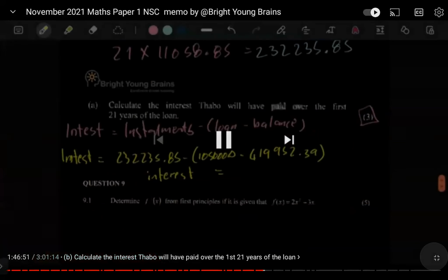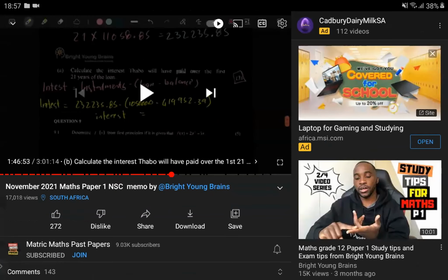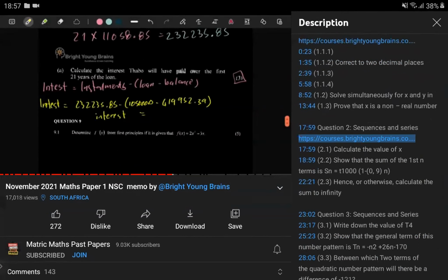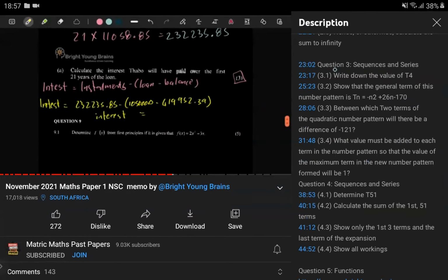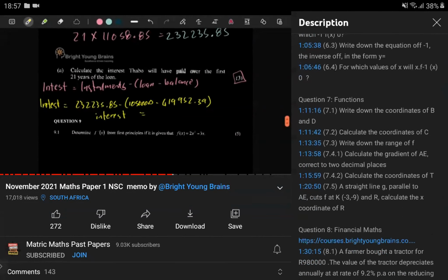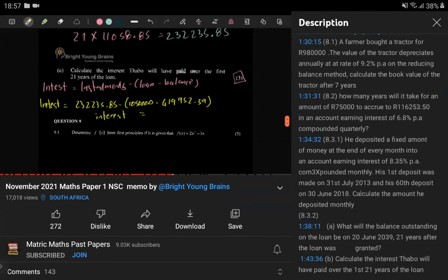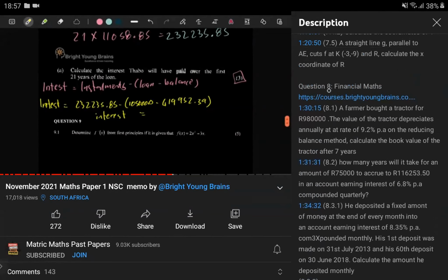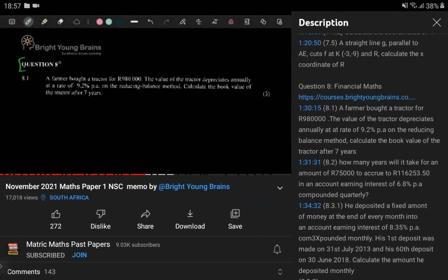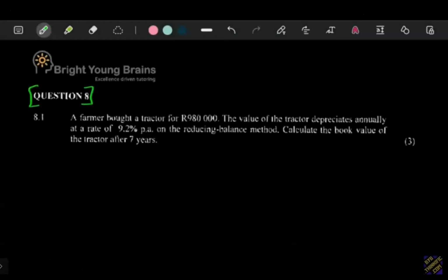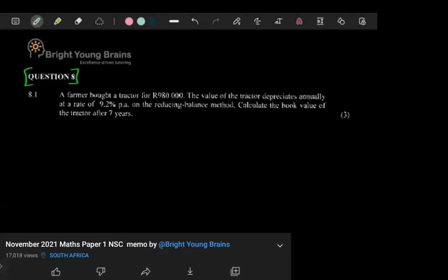For example, say now you're dealing with paper 1, and you want to work on, let's say, sequences and series. You will know that these are the timestamps for you to go directly to question 3. And then say you want to look at the financial math part of that paper, then you can just scroll down to question 8, click on a timestamp, and you will have this exact question that was there in the 2021 paper.